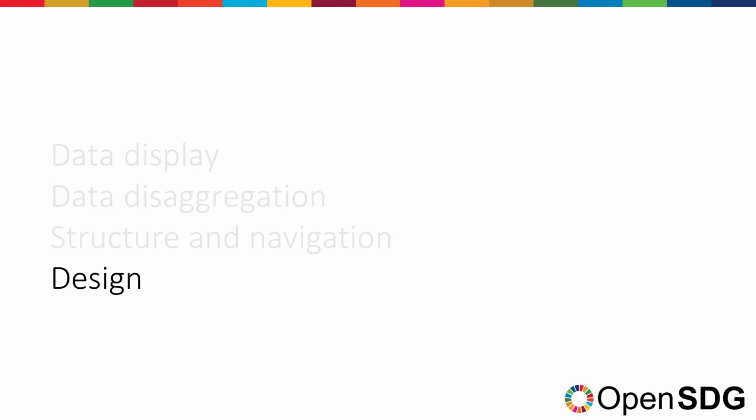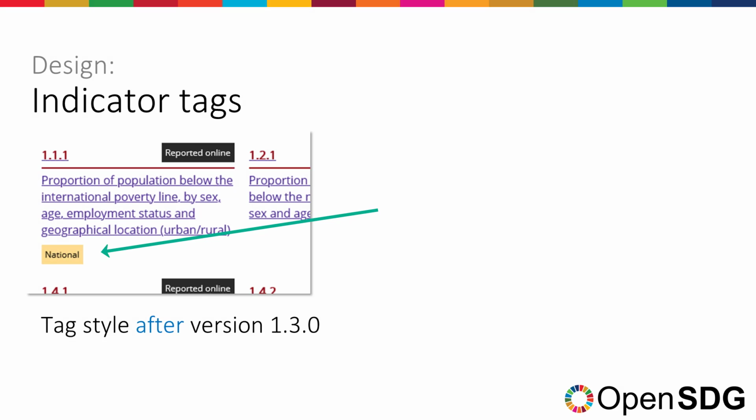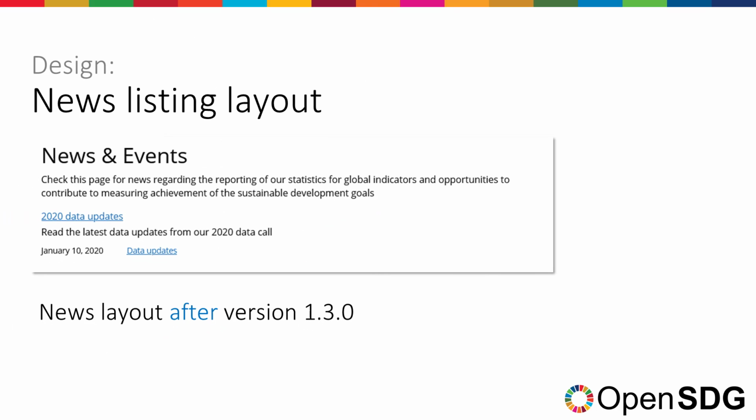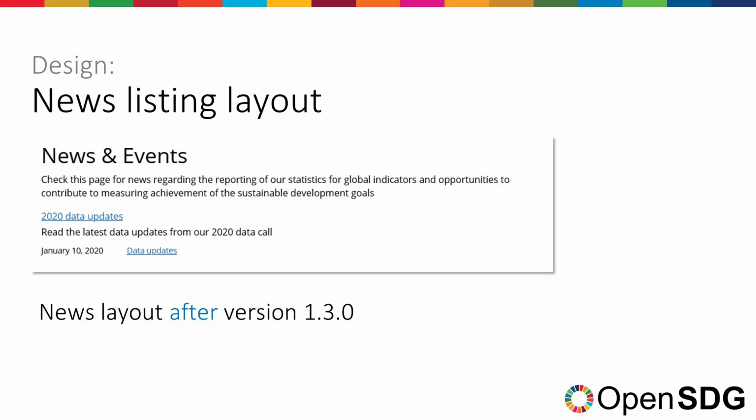Finally, let's see the design improvements in version 1.3. The tags which display on goal pages have been redesigned. Here you can see the difference between the old tag design and the updated 1.3 tag styles. This new design is more consistent with the aesthetics of the rest of the platform. The layout of the news listings has also been redesigned. Here you can see the old news layout and the updated 1.3 layout. This new design improves the clarity of these news listings.